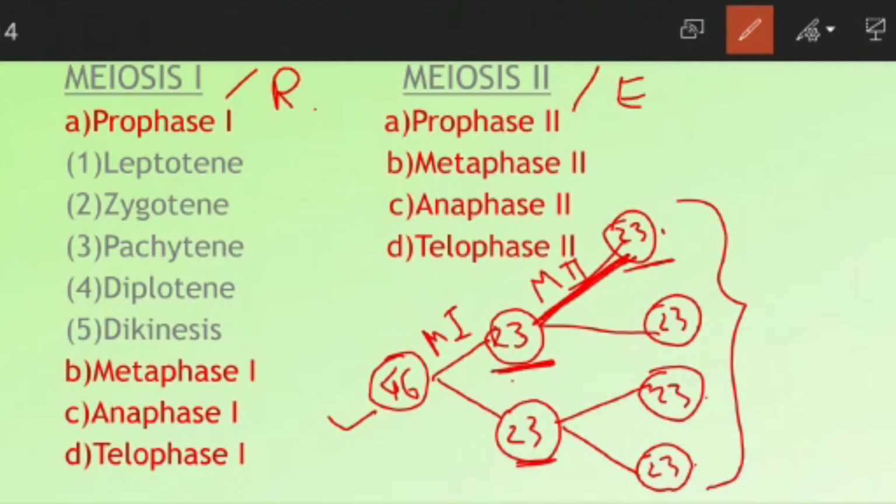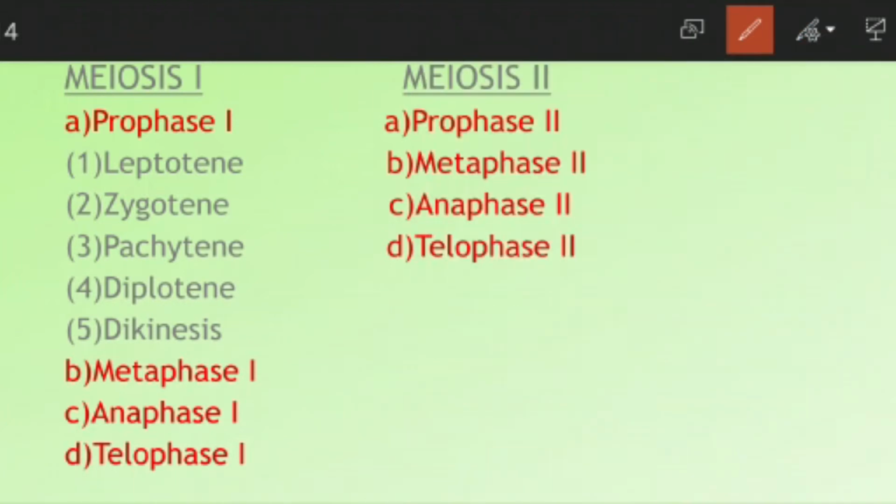And meiosis always takes place in reproductive cells, in gametes. For example, in sperms and in ova, meiosis takes place. That is, meiosis takes place only in reproductive cells.